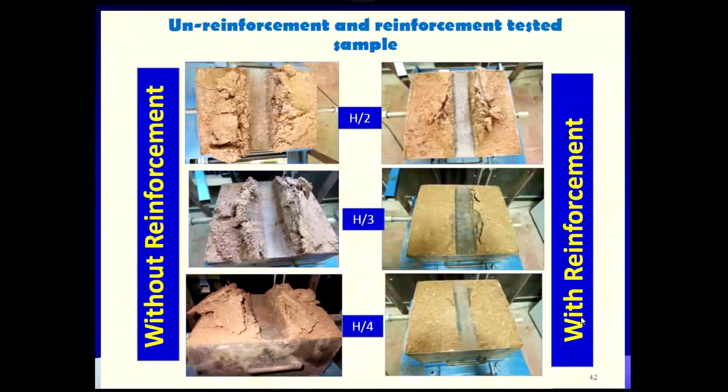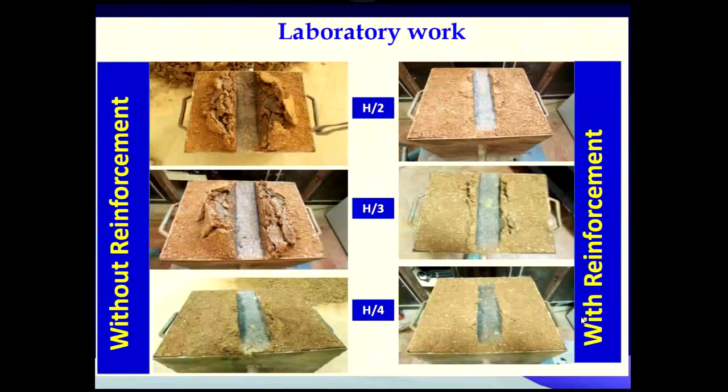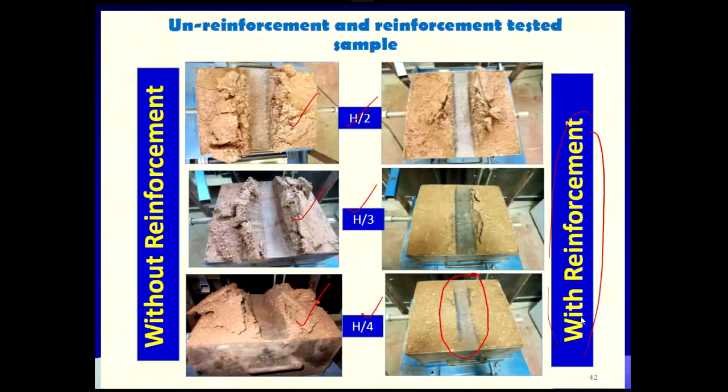So this is the laboratory study, and you can see what he has done. This is without reinforcement of a different soil, morum soil with different PIs and black cotton soil, and this is with reinforcement. You can see the difference even after the passing of h by 4, h by 3, h by 2. This is for the black cotton soil, and this is for the morum soil.